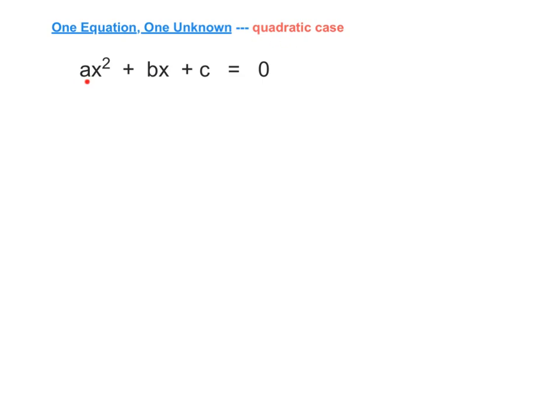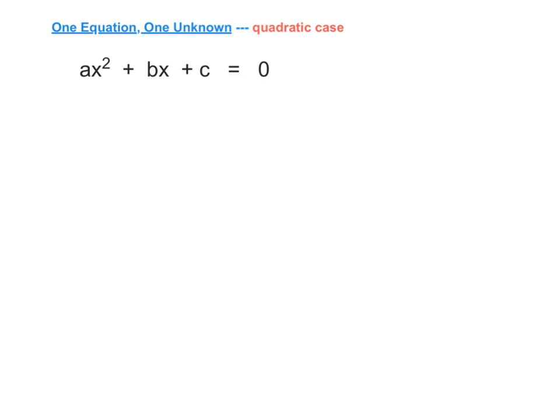Next, we'll turn to the case where we have one equation, one unknown, but this is a quadratic equation. So here's an example. I want you to think of x as our unknown. A, B, and C are just known or given quantities. So we're going to try to solve this equation for the unknown variable x. It's called a quadratic equation because we see that we have this x squared term here. That makes it quadratic as opposed to linear.